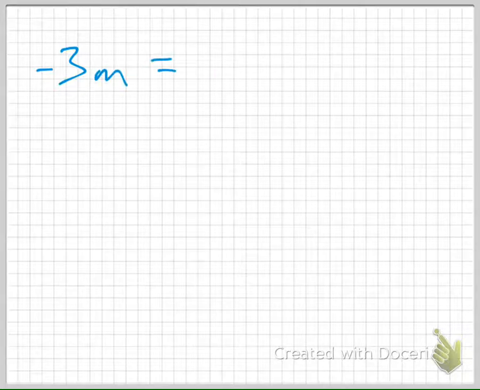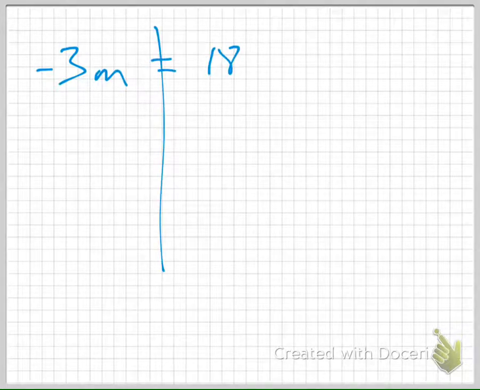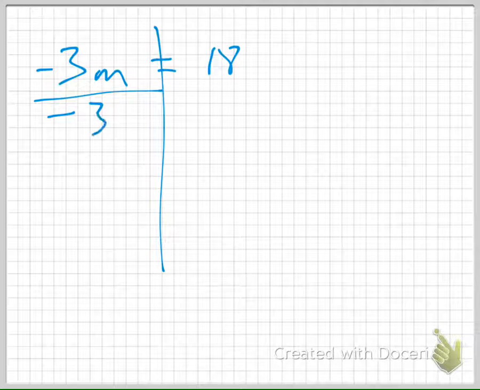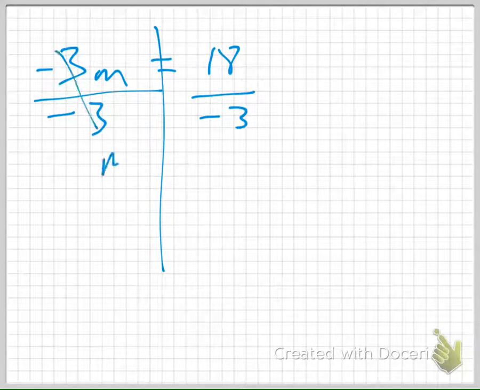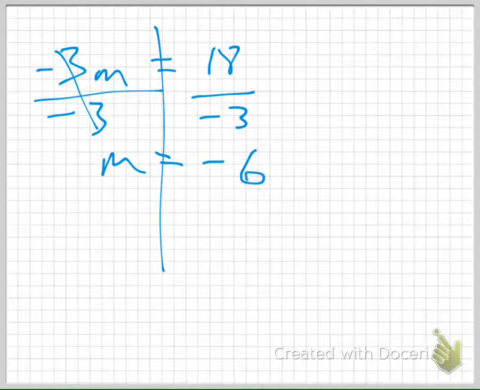All right, now let's do this. I'll do negative 3m equals 18. Line down the equal sign. Is the variable happy? No, not alone. Who's with him? The negative 3. What's the negative 3 doing to him? It's multiplying him. How do I get rid of multiply by negative 3? Divide by negative 3. Divide by negative 3. M equals 18 divided by negative 3 is negative 6, right?